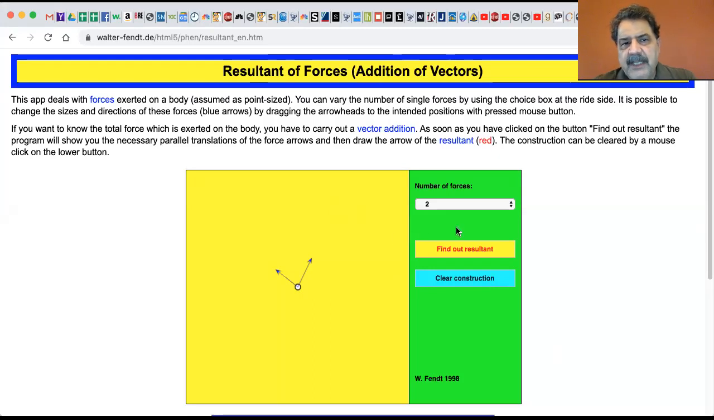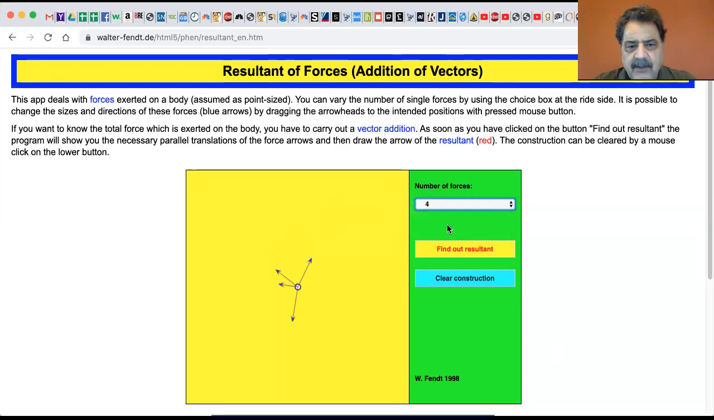But here he has the addition of vectors. And so he shows two vectors here. And when you click on find out resultant, it just does the head to tail method. And then it draws a red vector that shows the resultant. So your assignment is to pick 3, 4, or 5. We'll just pick 4.